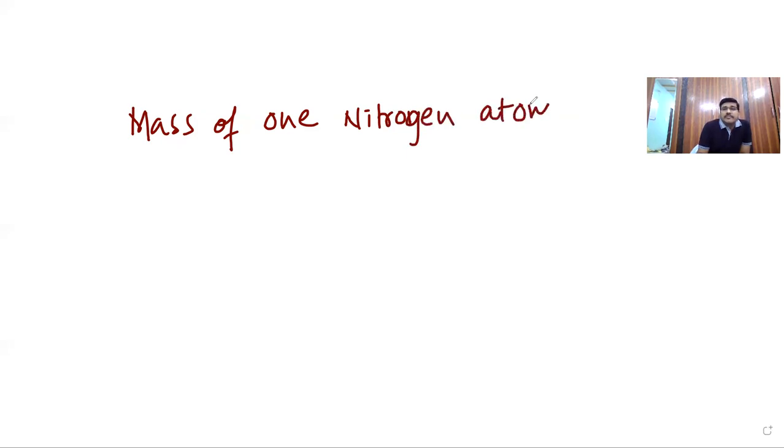Observe carefully. What is the mass of 1 nitrogen atom? Mass of 1 nitrogen atom is equal to how much? Nitrogen atomic number 7, it has 7 protons, 7 neutrons. The entire mass becomes 14. 14 atomic mass units for 1 nitrogen atom. Clear?